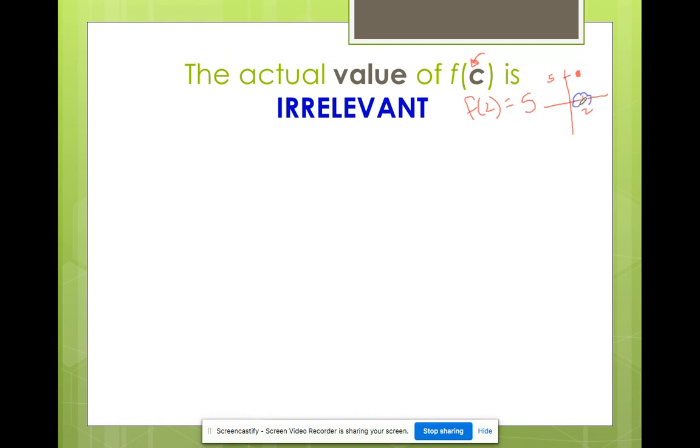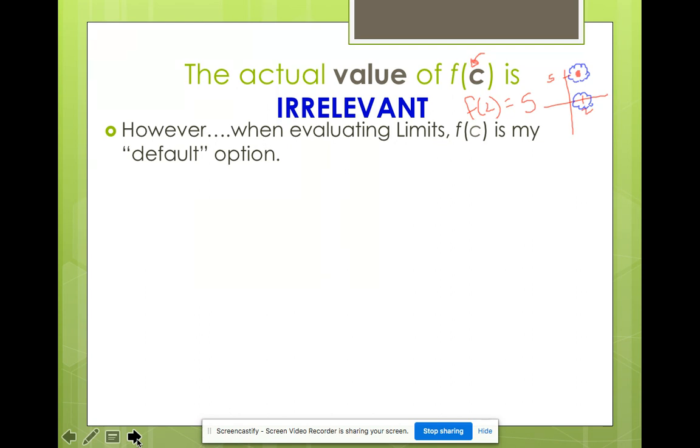So when the domain values are close to 2, are the range values close to 5, or are they something else? Okay, so I kind of think of my little clouds. So when I am evaluating a limit, though, I do plug and chug first, right? Step one to evaluating a limit is to plug in. The default mode is to plug in, right? And see what is the function at the value of c. And then I'll worry about what it is close to c.